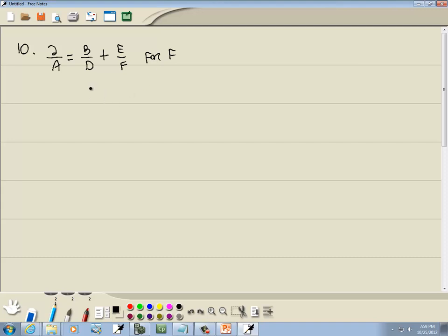Okay, first step, get rid of parentheses. Don't have any. Second step, get rid of fractions. Multiply everything by the LCM of all your denominators. Since I got 3 denominators and they're all different letters, your LCM is just the 3 multiplied together. So it'd be ADF. And that's what we'll multiply everything by. So we'll multiply it by the 2 over A. We'll multiply it times the B over D. And we'll multiply it times the E over F.